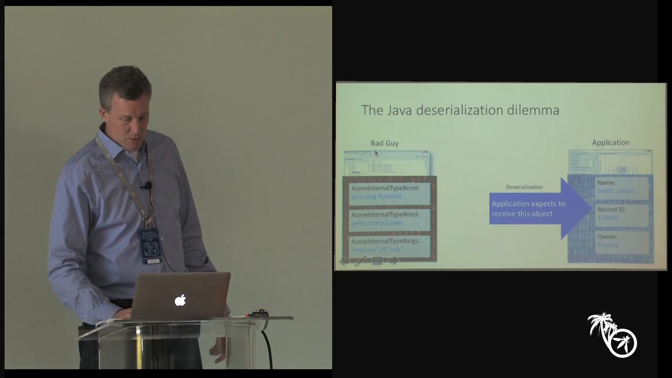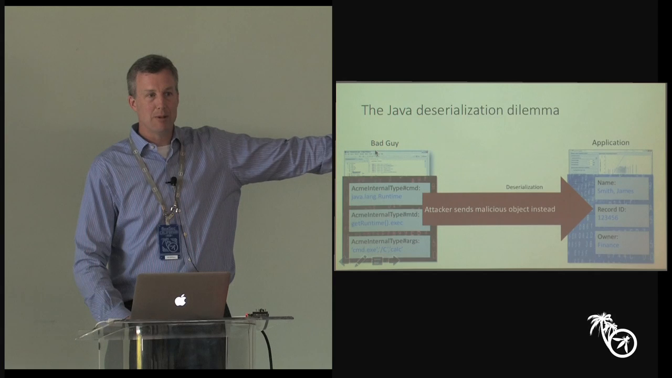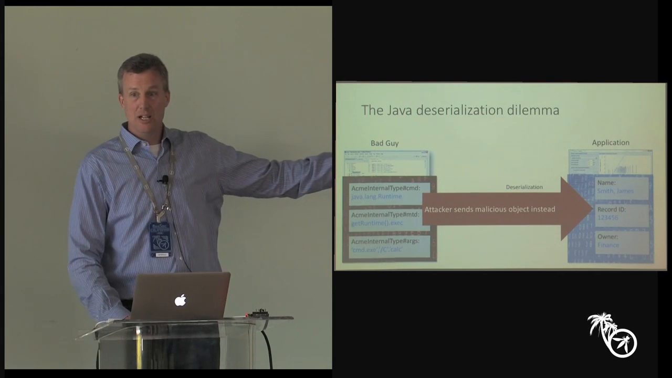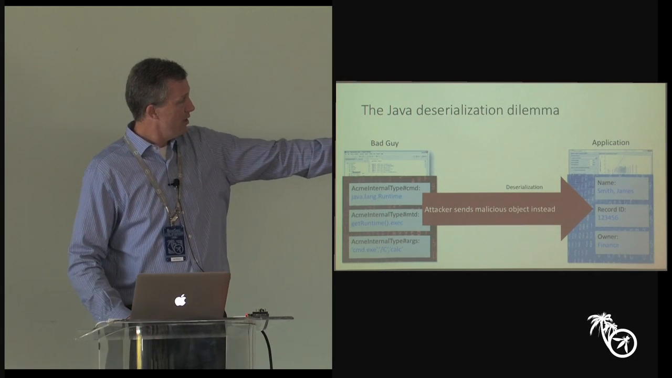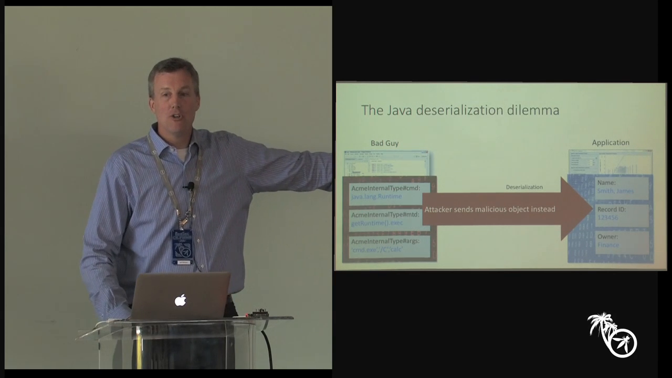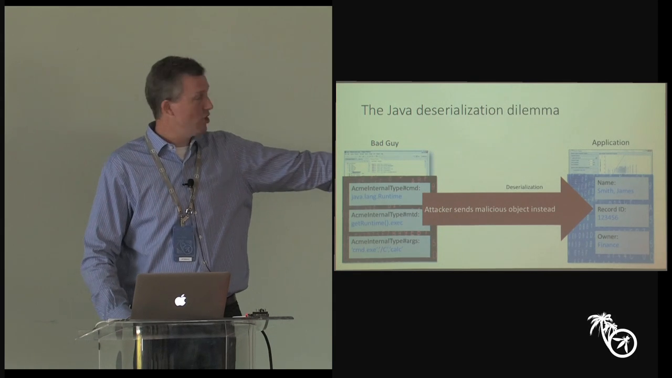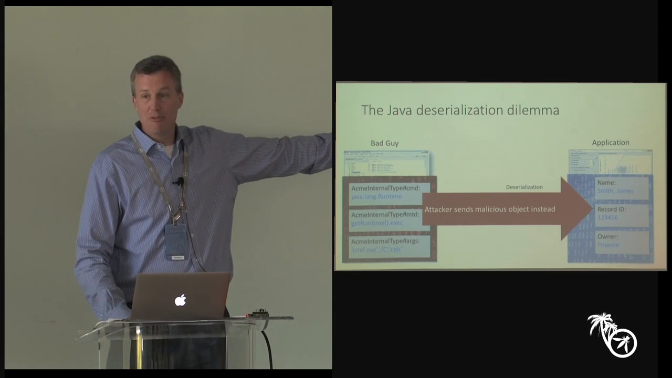So now what happens is when the attacker sends that malicious object to the vulnerable application, it deserializes it, it creates an instance of this Acme Internal Type, and importantly, it calls the constructor on this object, right? So it invokes the constructor, which is now, this data has been filled in.